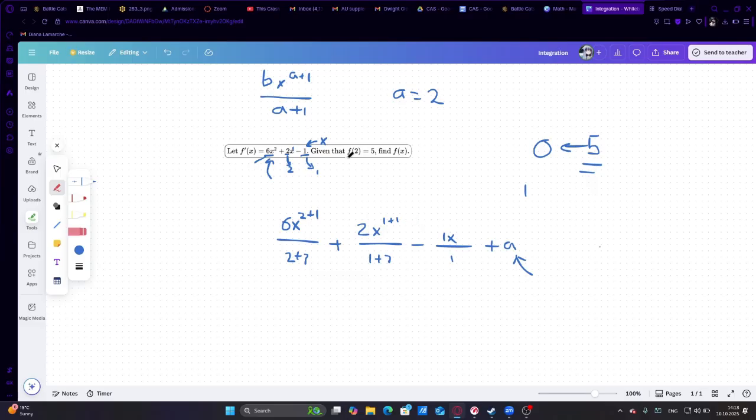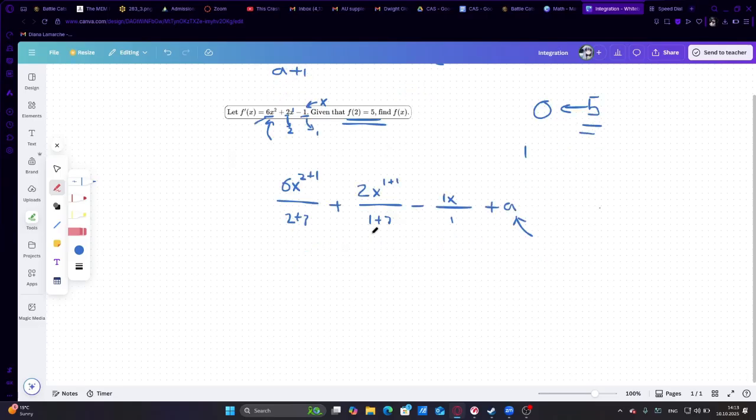Well, let's look at the second part of the question. F of 2 is equal to 5. This is going to be key for us solving this equation. Now, let's plug these values in. If you want to, feel free to pause and do this on your own. But I'm going to go on explaining. So 5 is equal to, well, f of 2, so it's going to be 6 times 2 to the power of 3 over 3, plus 2 multiplied by 2 to the power of 2 over 2. I don't think there's enough 2's in this one. And last one is going to be minus 2 and then plus a.